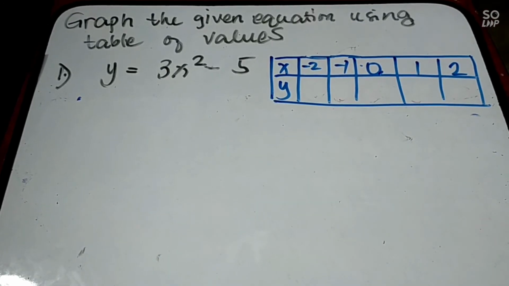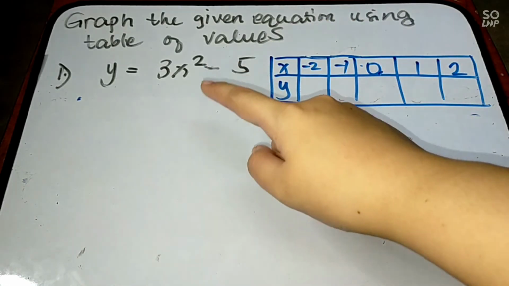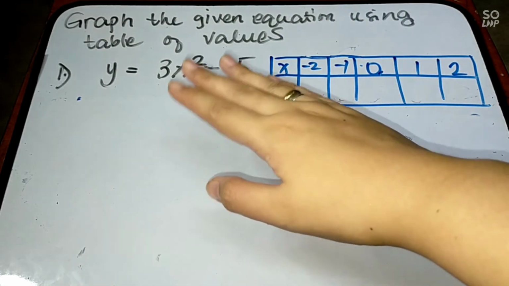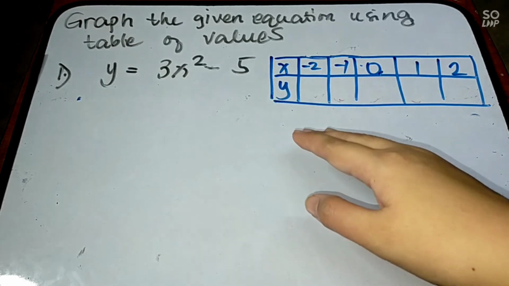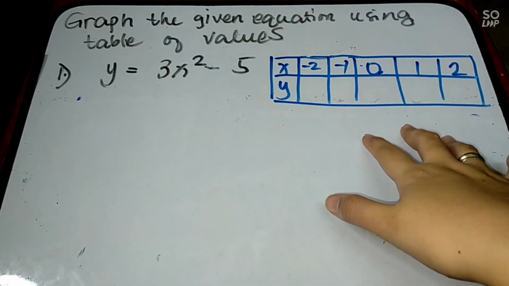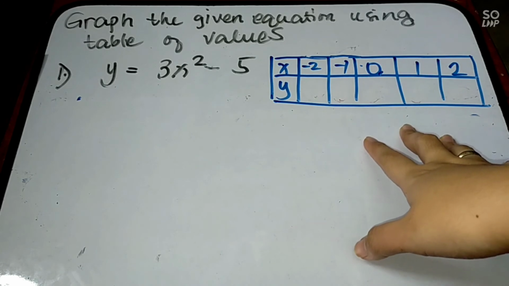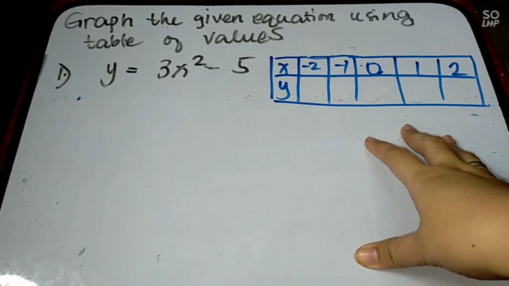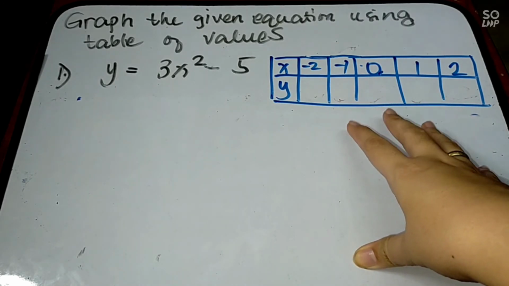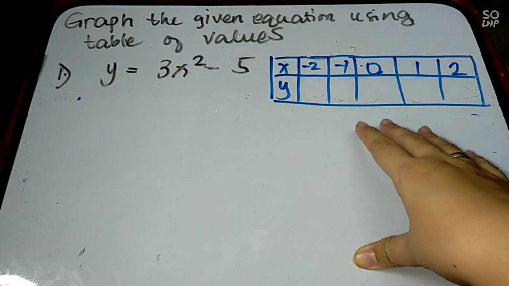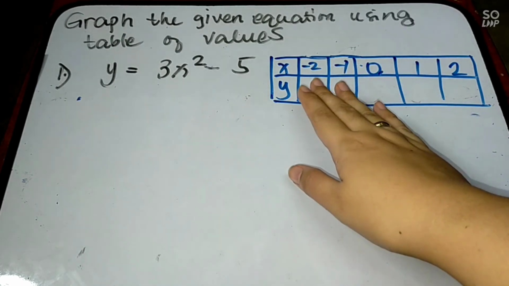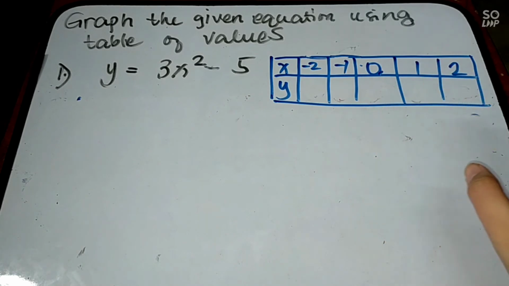Graph the given equation using table of values. We have a given equation here, y is equals to 3x squared minus 5. Then, dito kay table of values, ikaw ang bahalang maglagay ng numbers for your x. Pero, ang recommendation ko sa inyo, ang gagamitin nyo lang yung maliliit na number. So, recommended itong negative 2, negative 1, 0, 1, and 2. So, yan na yung pinaka-recommended na values ni x.